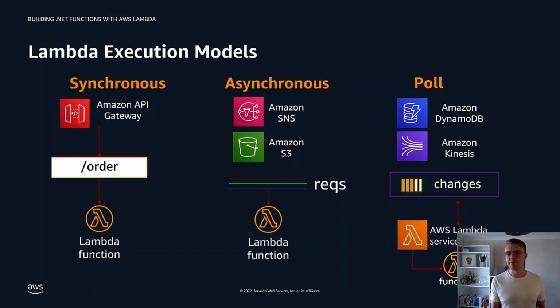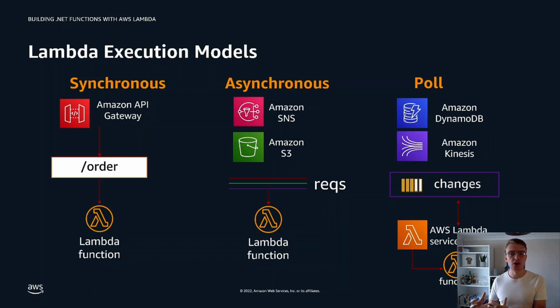And the final method of invocation is the poll-based mechanism, and this is actually one of the most powerful. The poll-based invoke method is where the Lambda service will poll services on your behalf. Things like SQS, DynamoDB streams, and Kinesis, that is all a poll-based invoke method. The reason that's powerful is that the Lambda service will manage the retrieval of records from the queue. It passes that as an event payload to your function.